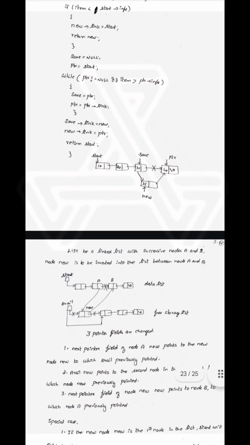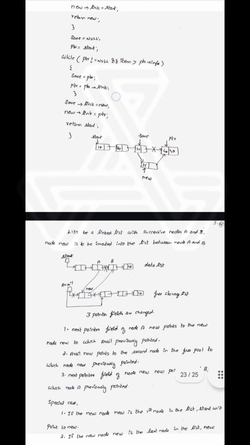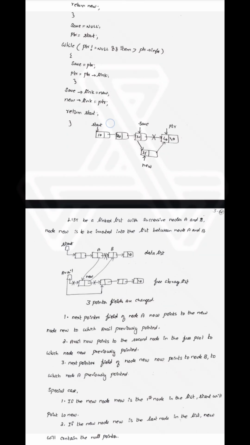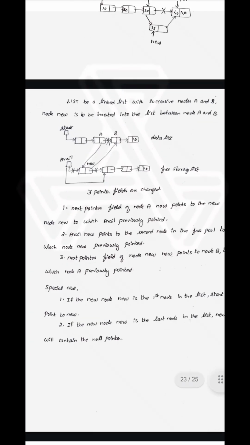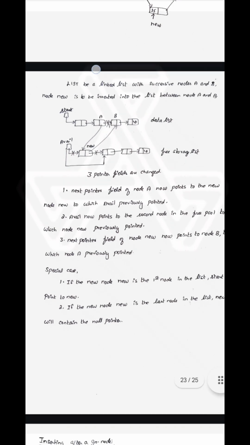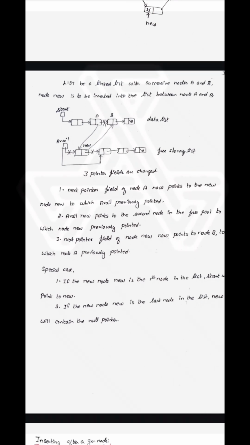This is what happens, and diagrammatically we represent it like that. Let the list be a linked list with the successive nodes A and B. Node new is to be inserted into the list between node A and B. Data list, first storage list. Three pointer fields are changed here.